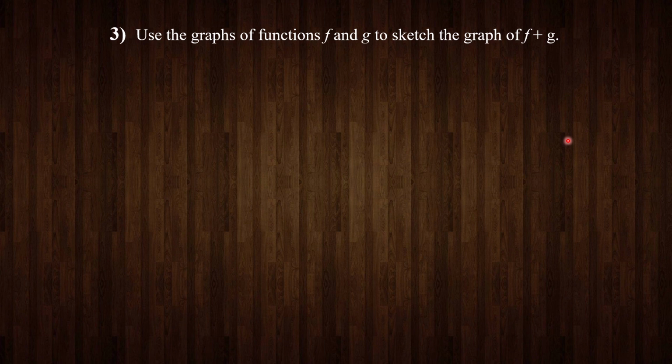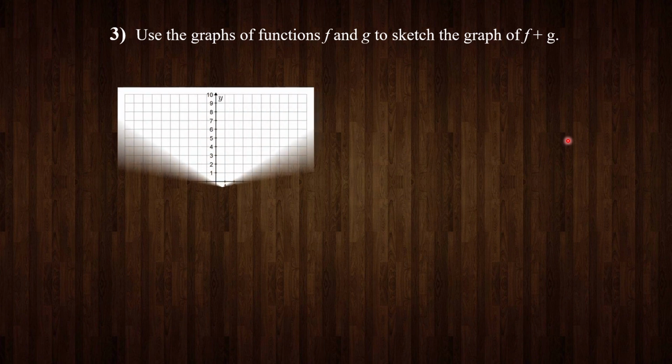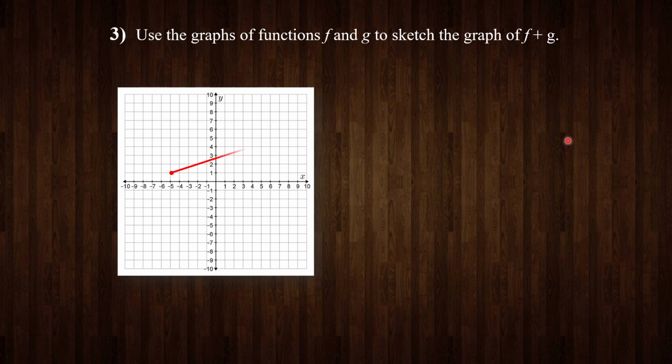Let's do one more example here. In this one, we're given two graphs, a graph of function f and a graph of function g. That's f in red and g is in blue there. And we are going to sketch f + g. Okay, now how do we do that?